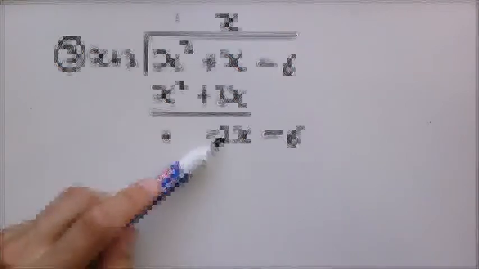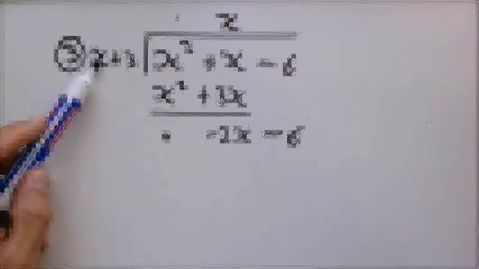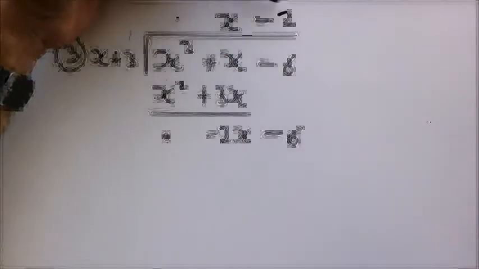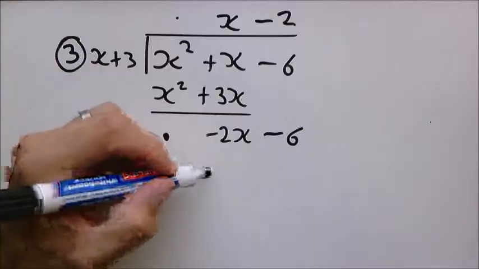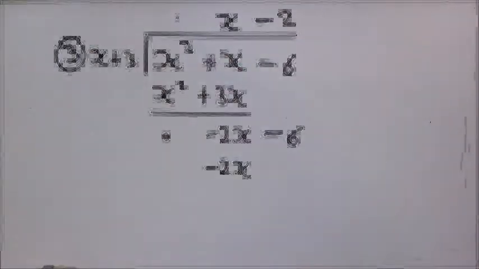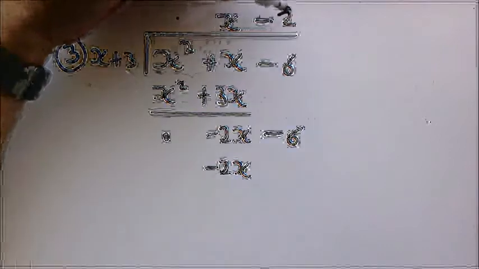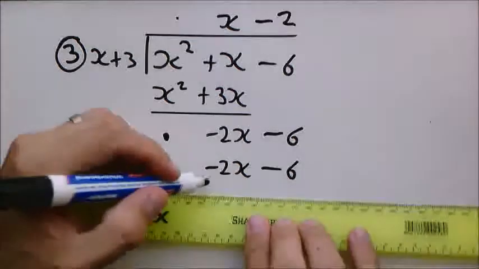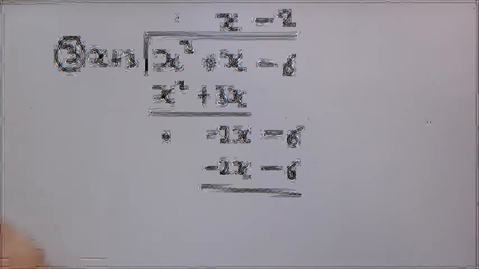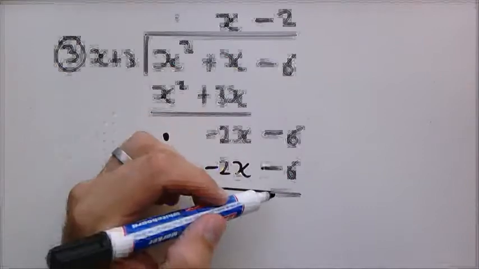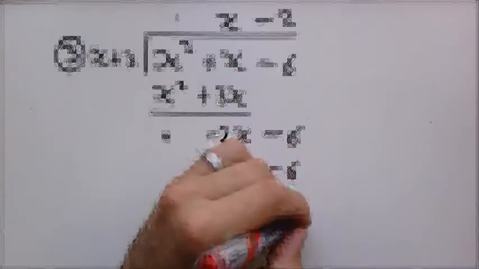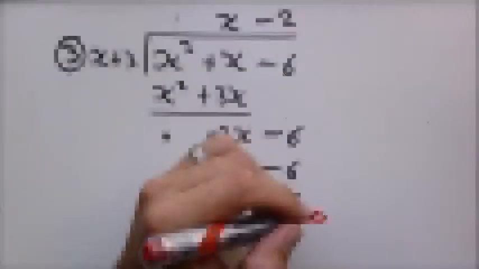Now we do exactly the same as what we did with this expression. So negative 2x divided by x is negative 2. Now we use the negative 2, we multiply with x, it becomes negative 2x. We multiply the negative 2 with the 3 and it becomes negative 6. Now subtract, negative 2x minus negative 2x is 0. Negative 6 minus negative 6 is also 0. Terminology wise, let me just show you. This is the remainder.